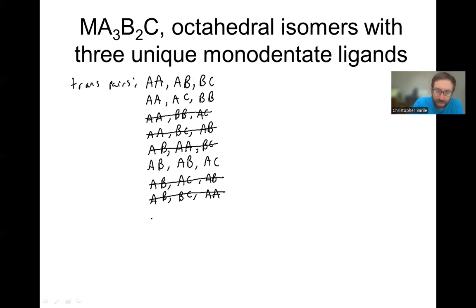So I've done all the ABs. Now I can do AC. Well, I can do AC, and the highest alphabetical one would be AA. That forces this to be BB. That's the same as what I wrote the second time.